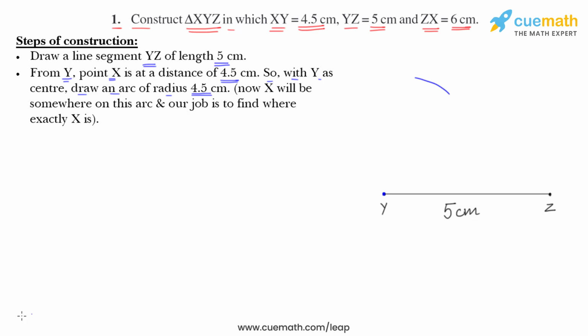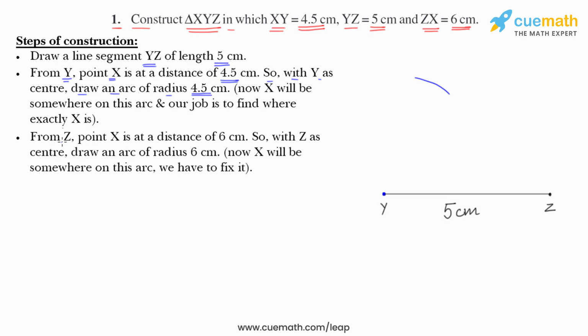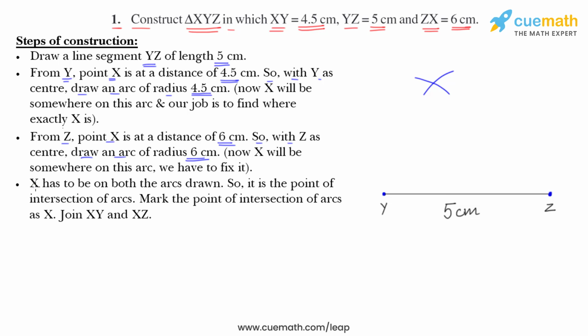Next step, from Z, point X is at a distance of 6 centimeters, because they have given ZX is 6 centimeters. So with Z as center, draw an arc of radius 6 centimeters. Draw an arc of radius 6 centimeters like this. X will also be on this arc and X has to be on both the arcs drawn. So it is the point of intersection of arcs.